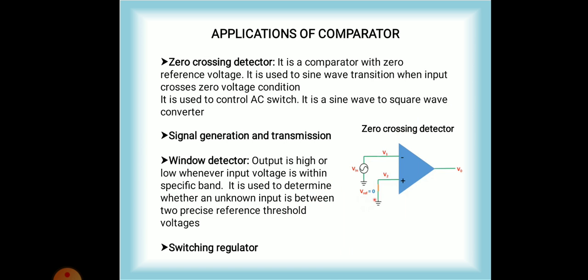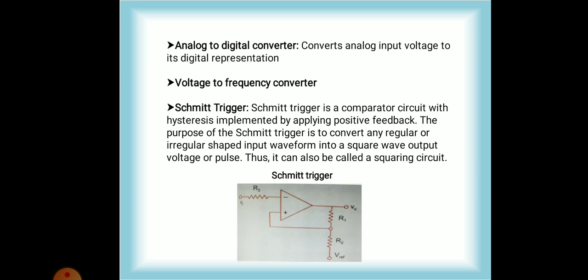Comparator can also be used as switching regulators. It can also be used as analog to digital converter. It converts analog input voltage to its digital representation. Then it can also be used as voltage to frequency converter. It can be used as Schmitt trigger.